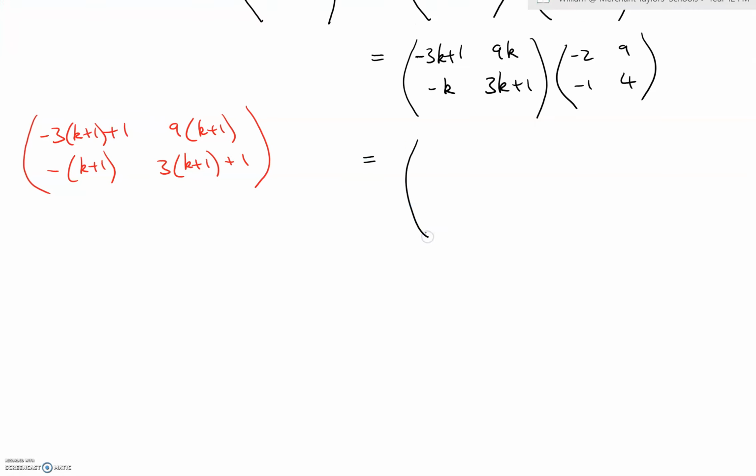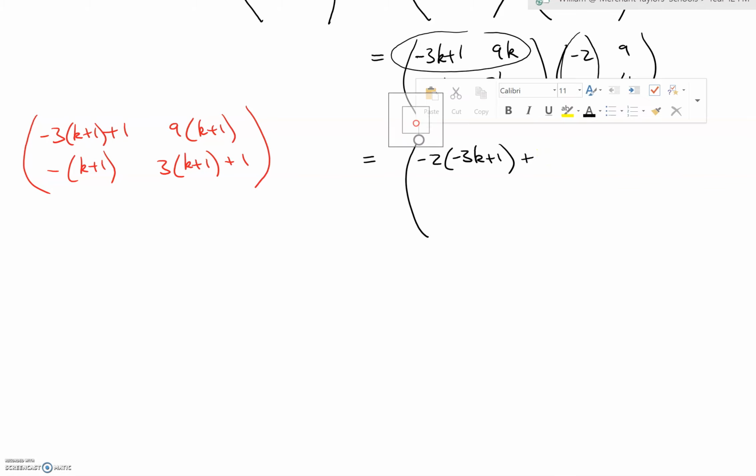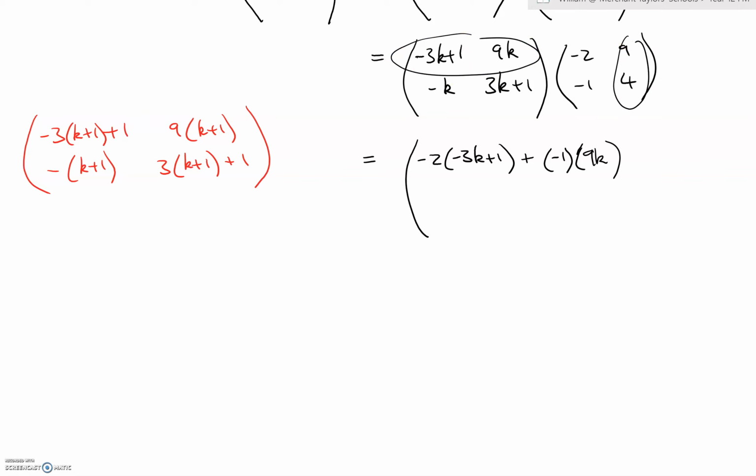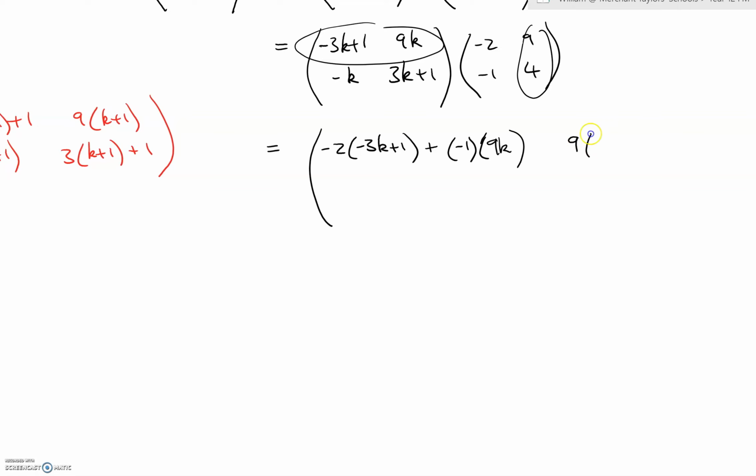Again, be careful with how you multiply them. First row times first column, and give yourself plenty of room for this. So we'll have minus 2 times this, plus minus 1 times the 9k. So that'll be my top left element. So give yourself plenty of space. First row times second column is 9 times this, plus 4 times the 9k. First element times the first element, second element times the second.